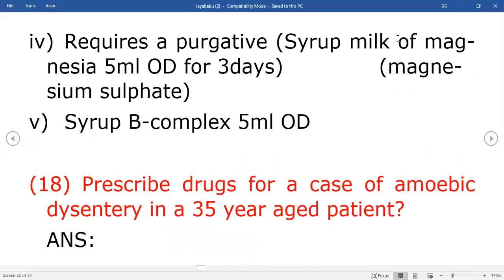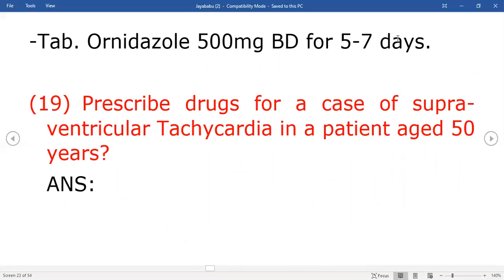Now prescribed dose for a case of amoebic dysentery in a 35 years aged patient. So tablet Ornidazole 500 mg BD for 5 to 7 days to be given. Or you can put the patient on Metronidazole also. That is the choice left to the clinician or physician who is attending the patient.